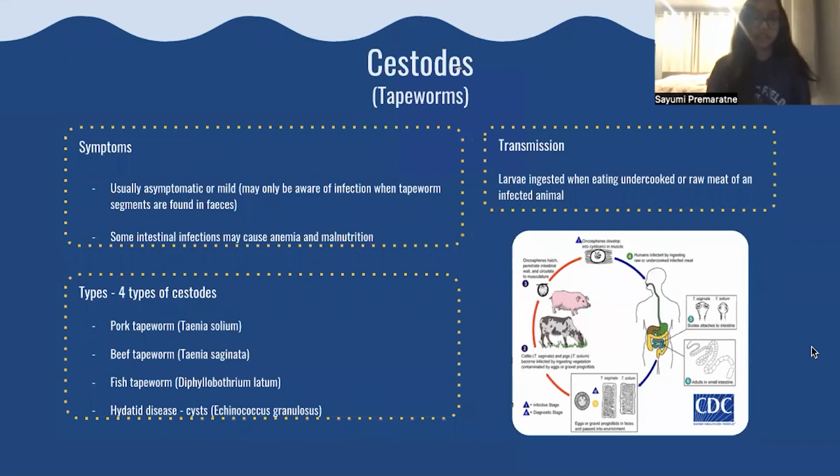Okay, then we have tapeworms. So symptoms of tapeworms are usually not so bad. They're usually mild. They could even be asymptomatic. And you're usually only aware of it when you find segments of it in your feces. But sometimes it may cause anemia and malnutrition. There's 4 specific types that you can have a look at there. And then in terms of transmission, it's again just eating contaminated food that's undercooked, particularly raw meat.